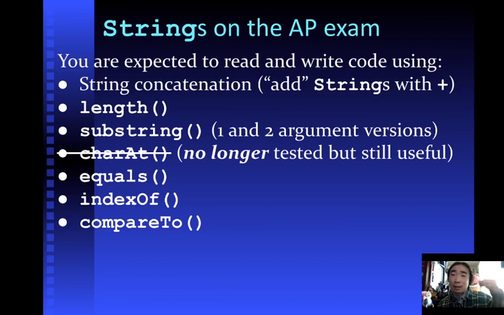Length, we've seen in the previous example, rather straightforward. Substring, not as straightforward, but we will get practice with this in the Google Billboard assignment as you're looking for substrings within 10 consecutive digits of e. Char at is something that used to be tested. It's no longer required, but you may find it useful in your FRQs.